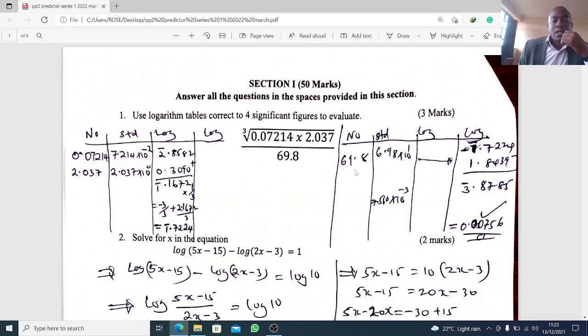So I bring that number here, bar 1.7224. Then I do the numerator, which is 69.8. In standard form, it is 6.98 times 10 raised to the power 1. Now the logarithm must start with power 1, so it starts with 1 point. You read the logarithm of 6.98 from the table and you find it to be 0.8439.